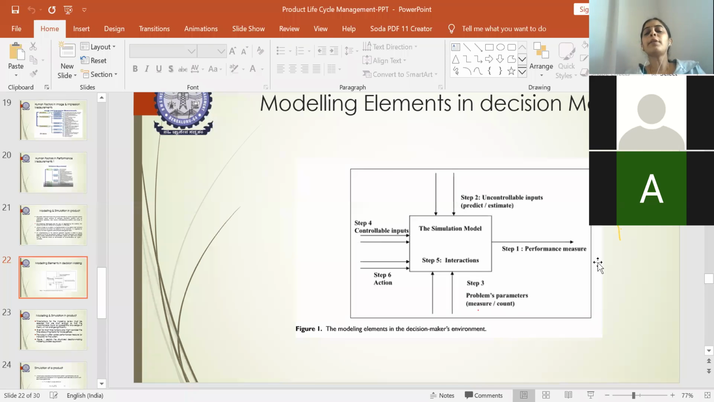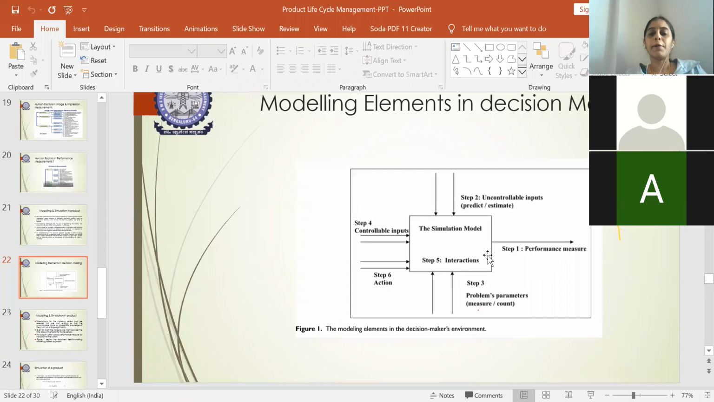Based on the output or the performance measurement, a mathematical equation will be generated. In that mathematical equation, you will associate the uncontrollable parameters with certain letters and the controllable inputs with certain letters, and you will modify the uncontrollable parameters until all the problems are solved. Then the interaction of the controllable and uncontrollable inputs will be taken care of to obtain the required simulation model. Then action will be taken based on the simulation you achieve.